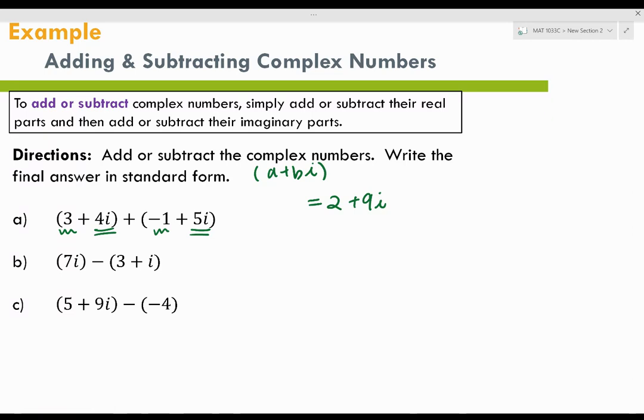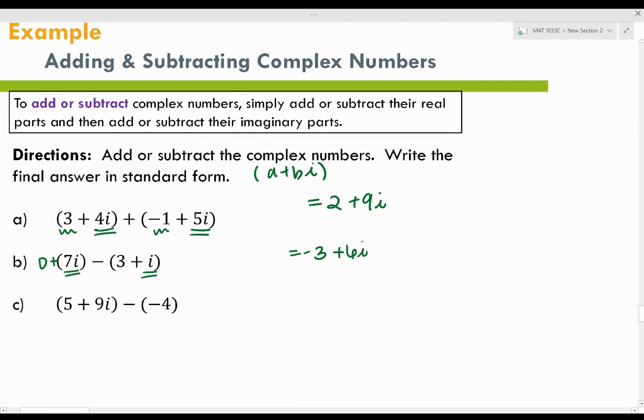All right, let's look at b. So b, if we're combining the real parts with the real parts and the imaginary parts with the imaginary parts, the first number in b, if you needed to see it, it would be like plus 0. This number doesn't have a real part, so it's understood to be 0. So we would say 0 minus 3. That would be negative 3. And then we would have 7i minus i. So we would combine their imaginary parts, which would be 6i.